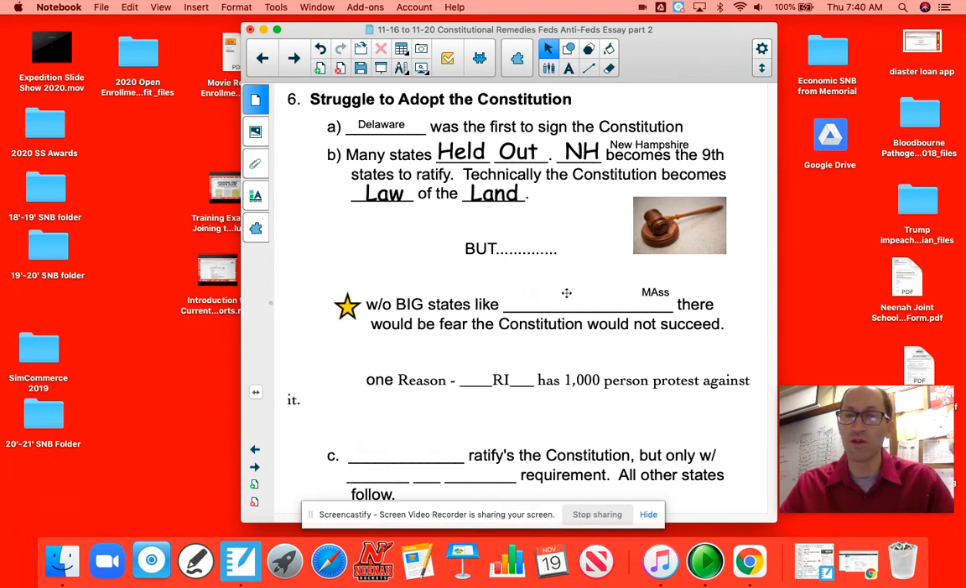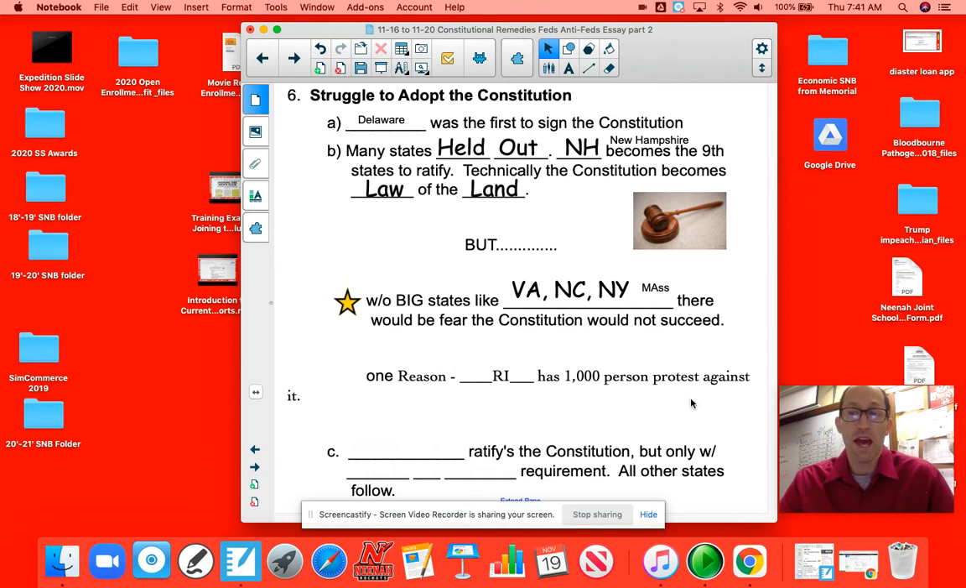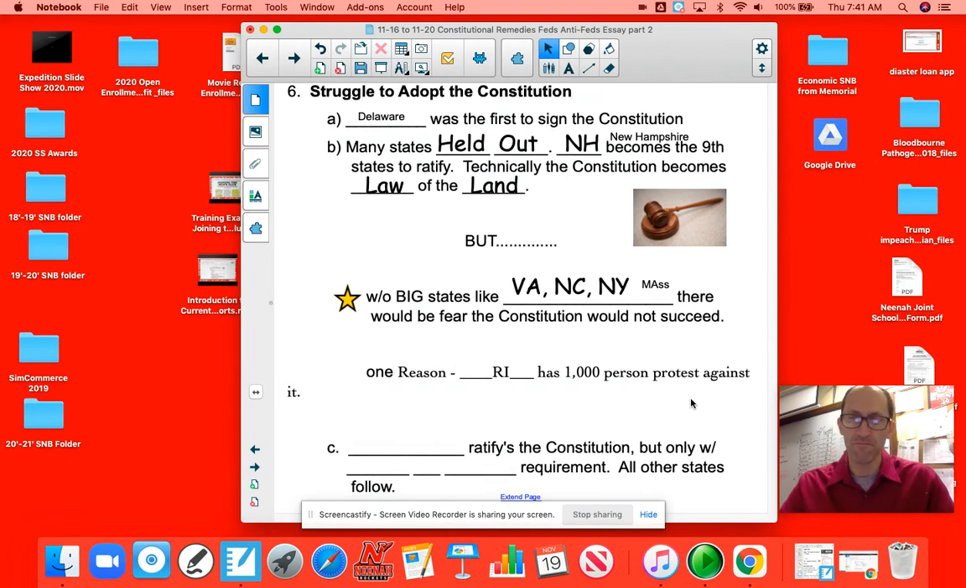However, what we need to know is that 4 big states held out: Virginia, North Carolina, New York, and Massachusetts. They feared the Constitution would not succeed. This is why they held out on signing it. One of the reasons was because Rhode Island had a 1,000-person revolt, fires in the streets, pitchforks, guns, swords, you name it, out in the streets in tiny old Rhode Island. Heck, they probably barely had 100,000 people at the time. So it was a pretty big deal.